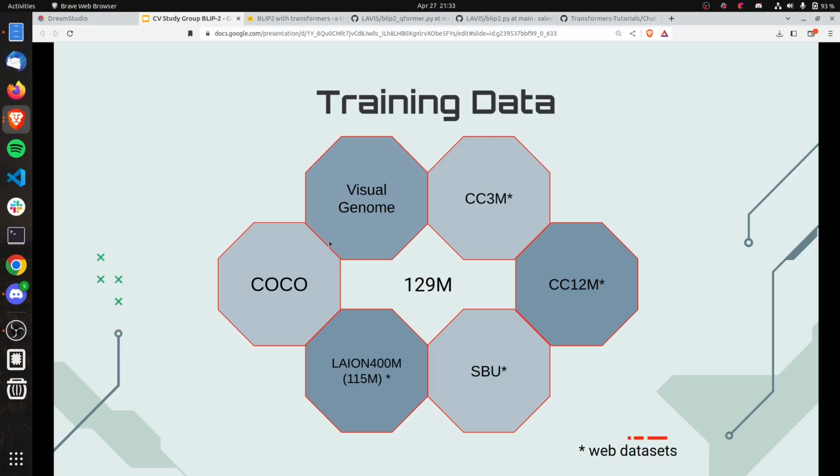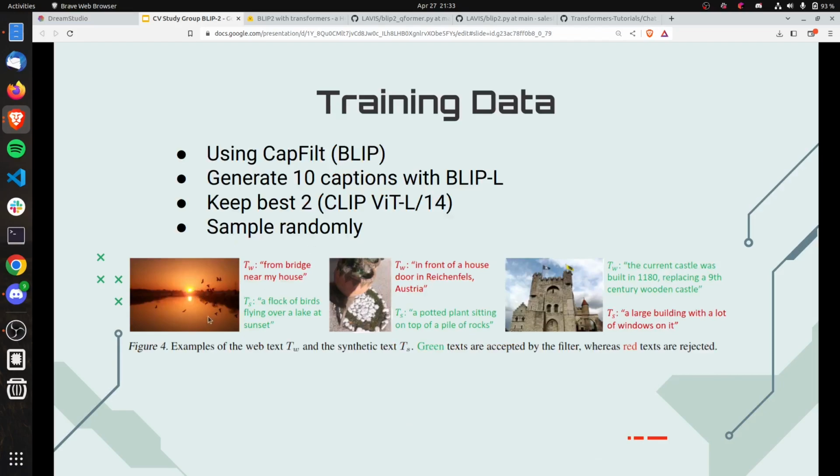So in general, all the datasets are image-language pairs. So mostly, here you can see it's an image, right? And there's, for example, the web description: from bridge near my house, right? Because somebody, I don't know, put it on a blog or something and then just wrote the caption from bridge near my house. Of course, for training, that's not really good.